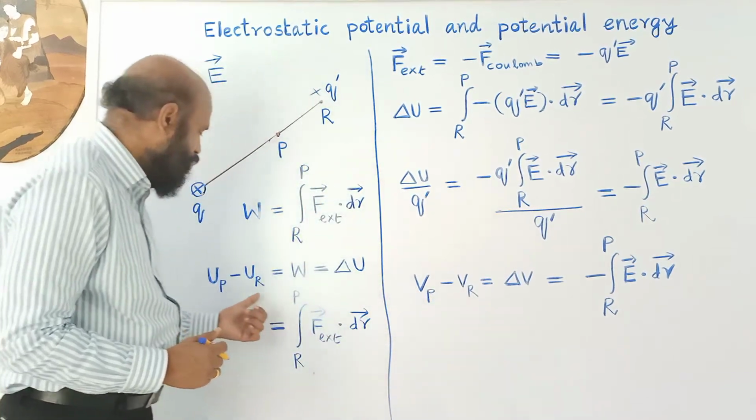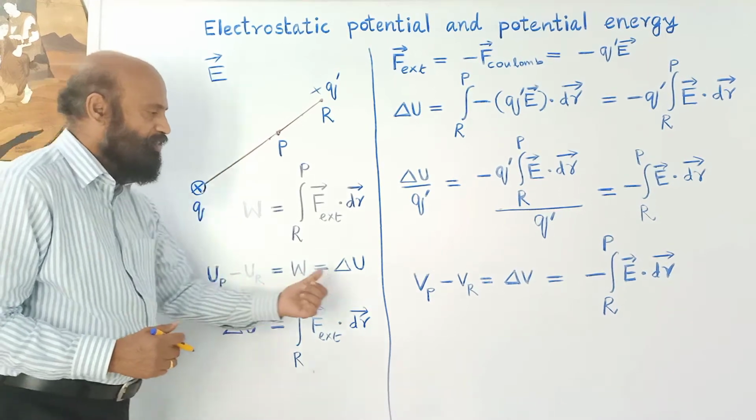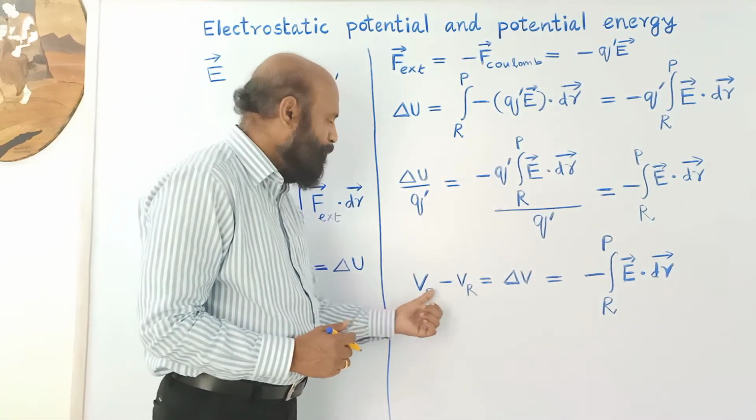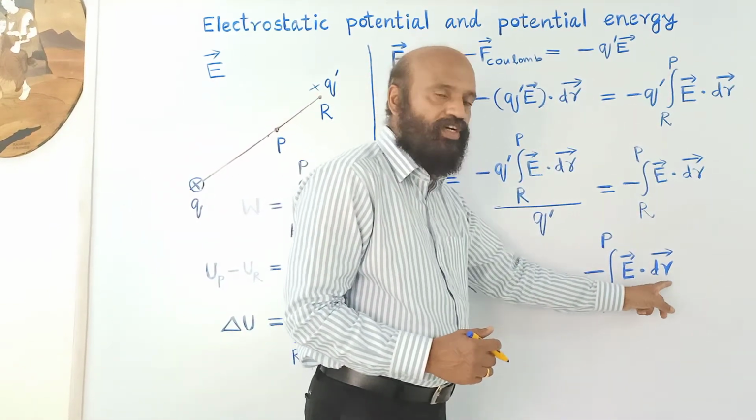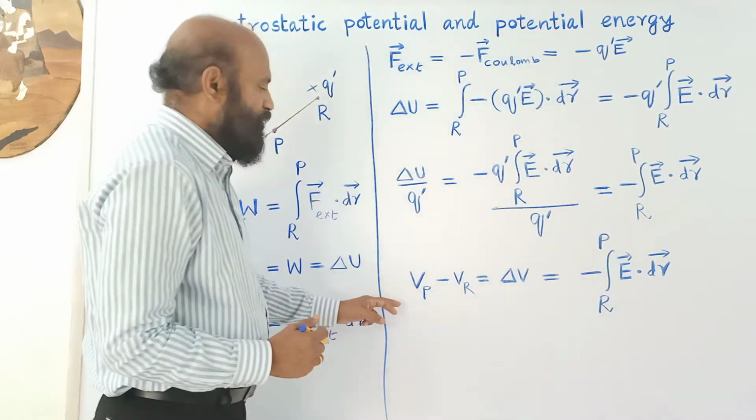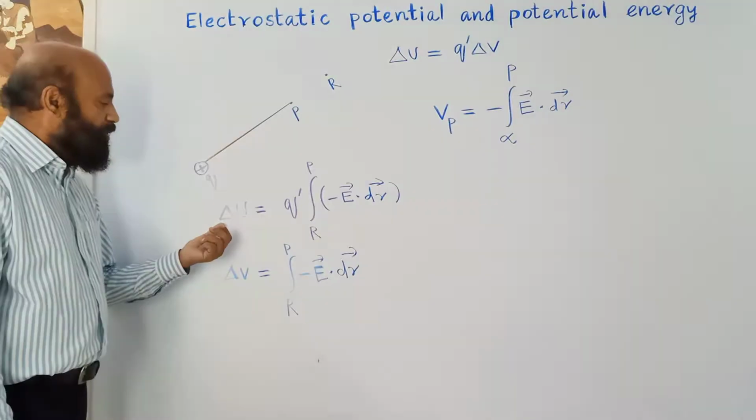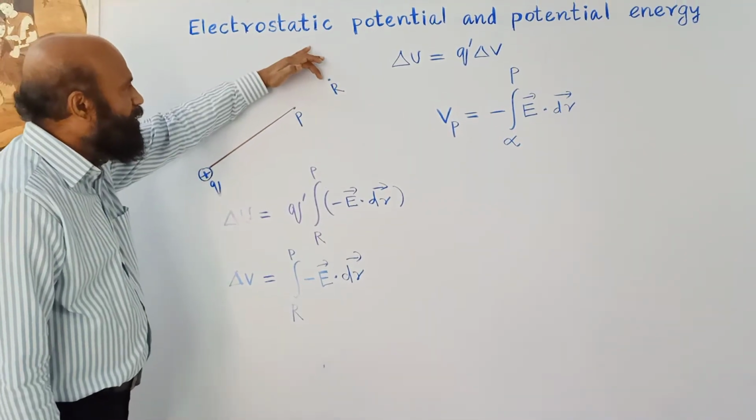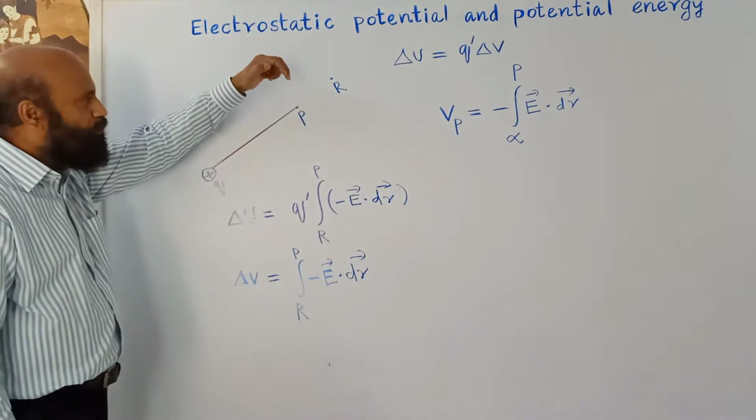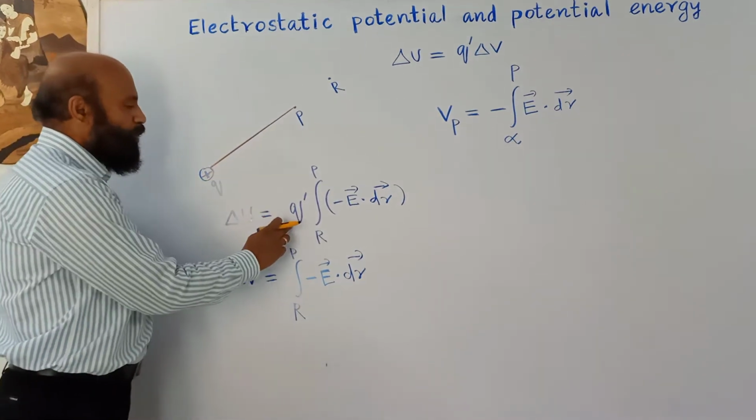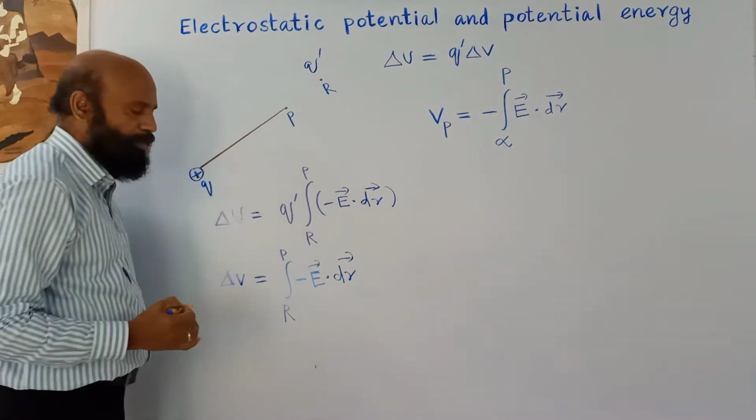Vp minus Vr. UP minus UR is electrostatic potential energy difference. This is electrostatic potential difference. Vp minus Vr is equal to minus integral of E vector dot dr vector. So this is the electrostatic potential difference. Delta U is giving the potential energy difference between 2 points R and P. Potential energy difference between 2 points is the amount of work done to bring a charge of Q dash from one point to the other point.